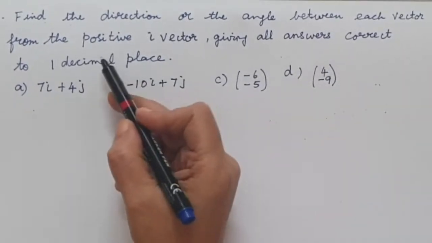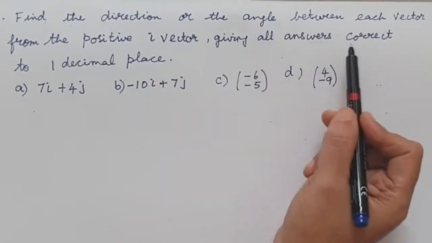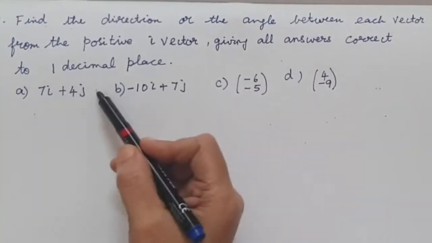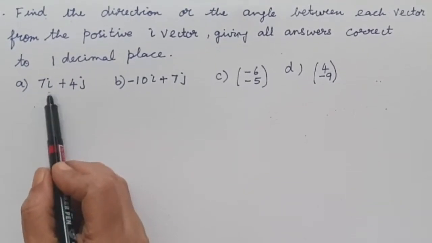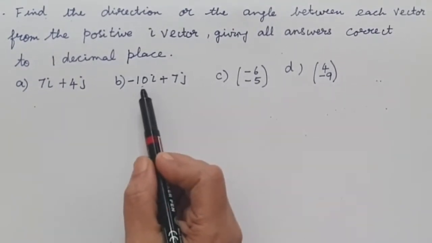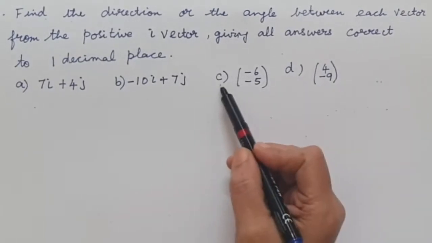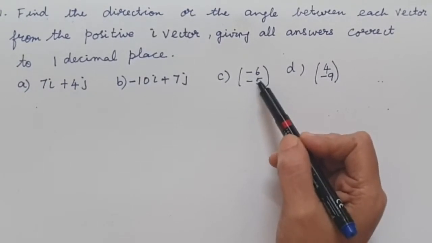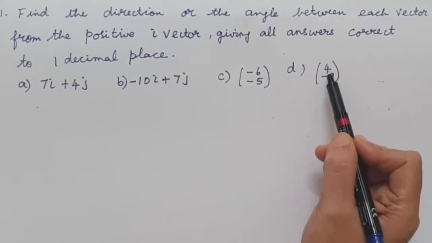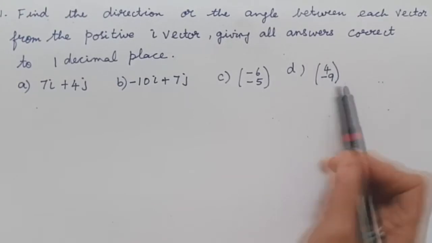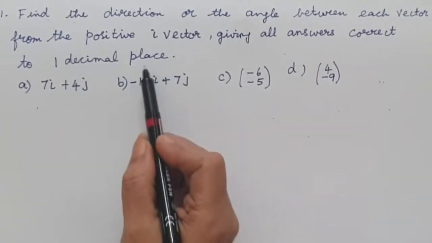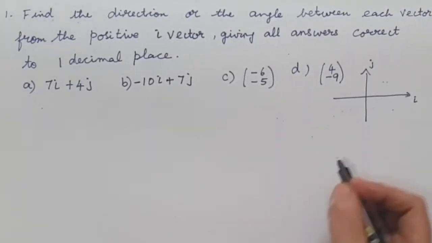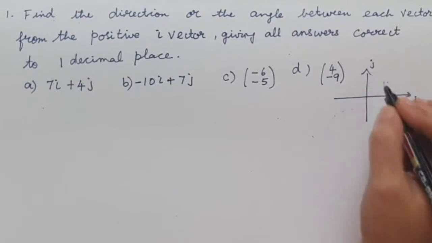The first question: find the direction or the angle between each vector and the positive i vector, giving all answers correct to one decimal place. A is 7i plus 4j, B is minus 10i plus 7j, C is minus 6, minus 5, and D is 4, minus 9. These can be written as minus 6i minus 5j and 4i minus 9j. In vector format, B would be minus 10 with 7 below it. These questions cover all four quadrants of the i and j axes.